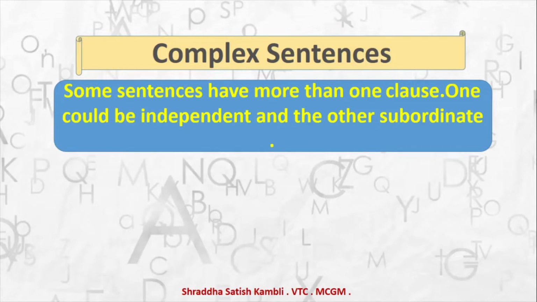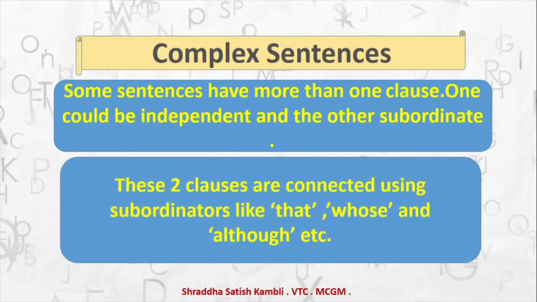Now, we already know the meaning of an independent clause. So what is the meaning of a subordinate clause? We have learned that a subordinate clause is a clause which cannot stand alone. It does not have a meaning of its own. For example, these two clauses are connected using subordinators like that, whose, and although, etc. So whenever you find two clauses joined together using words like that, whose, although, etc., you realize that it is a complex sentence. Okay?